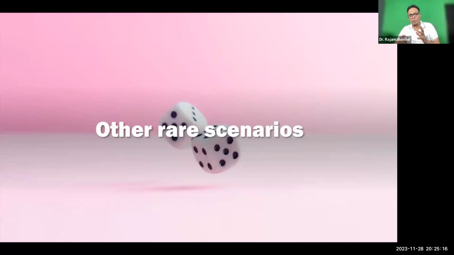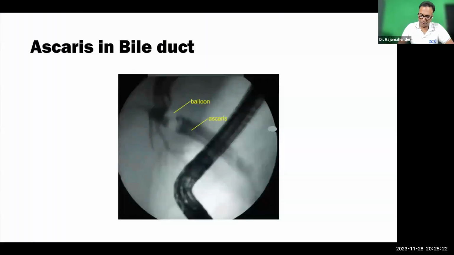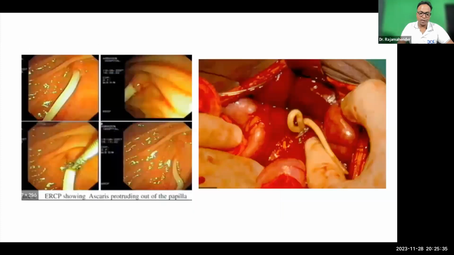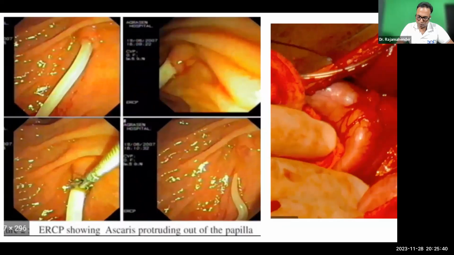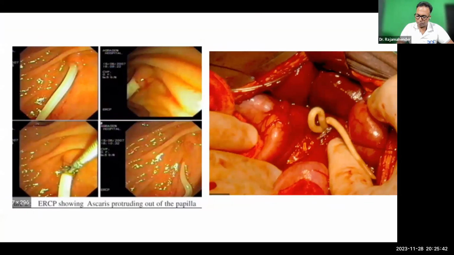Other rare scenarios, I'm going to give you some images, very, very rare cases. Don't tell these diagnoses in the exam, you will get into trouble. Just for completion's sake, I'm telling you, Ascaris lumbricoides can cause obstructive jaundice. Especially in the Indian setup, we have many times worms entering into the bile duct that can cause obstructive jaundice. You have to take out the worm by ERCP.